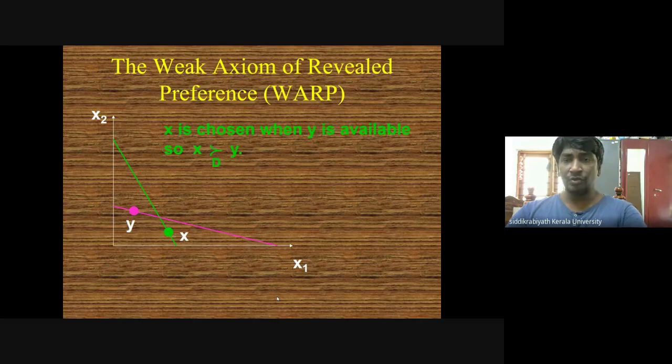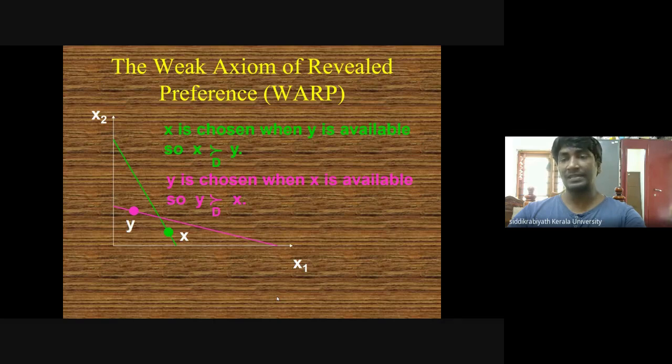So X is chosen when Y is available. So X is greater than Y. Suppose you are choosing this particular point, that is X, that green point. If somebody says that X has been chosen, it implies that some portion of Y was also there, and still you have chosen X. It implies that Y is inferior to X. So you have directly chosen it.